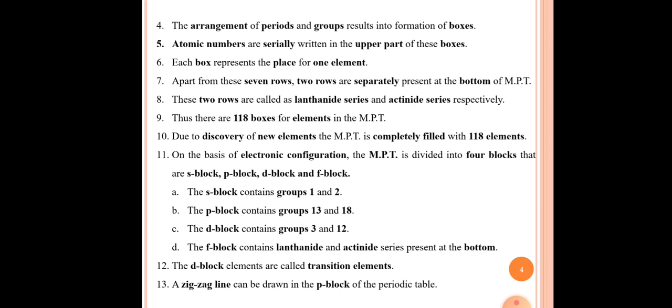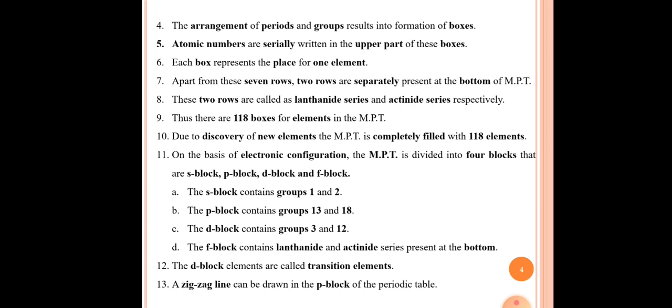So see the first point. The s block contains groups 1 and 2. Groups 1 and 2 belong to the s block. The p block contains groups 13 to 18.